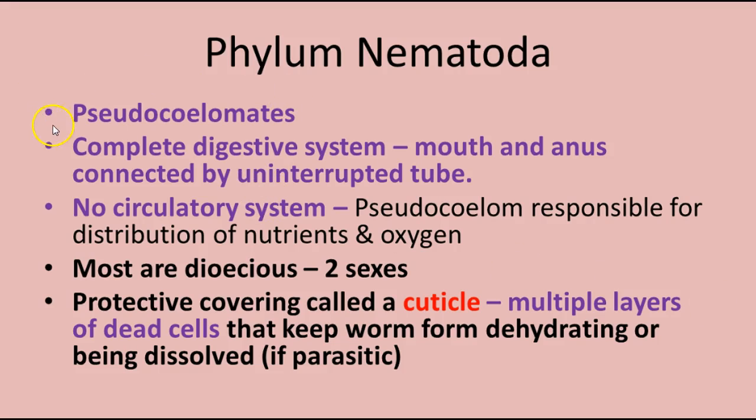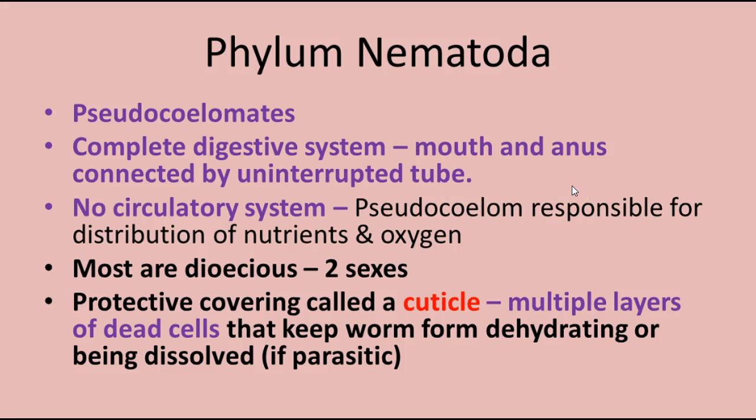And taking one step forward from our acoelomates, Platyhelminthes, these nematodes are going to be pseudocoelomates. Pseudo meaning false, you learn that with pseudopod meaning false foot, pseudocoelom meaning false cavity or false body cavity. They do have a complete digestive system, meaning there is an uninterrupted tube from their mouth to their anus.